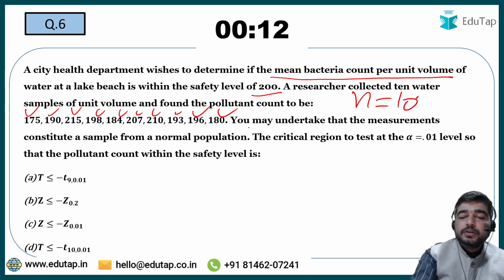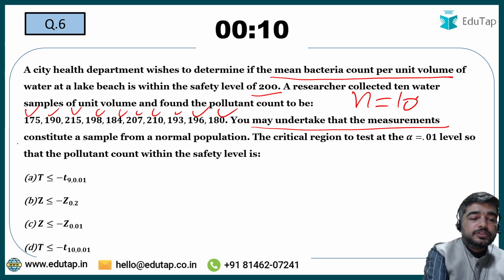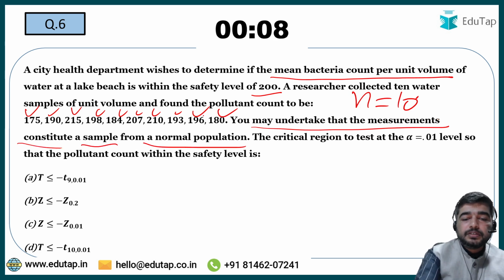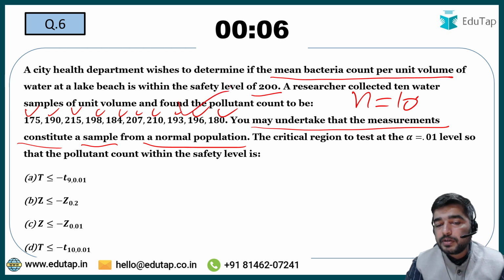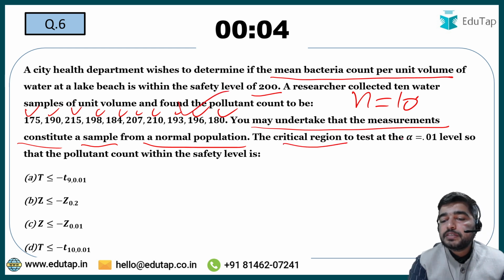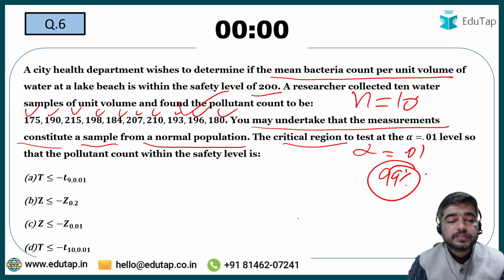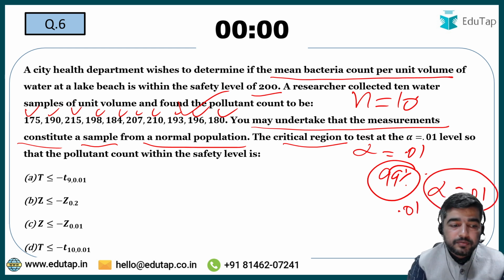You may assume the measurements constitute a sample from a normal population. The critical region for the test is alpha equal to 0.01. So your confidence level should be 99% and your level of significance is 0.01. Alpha is equal to 0.01.